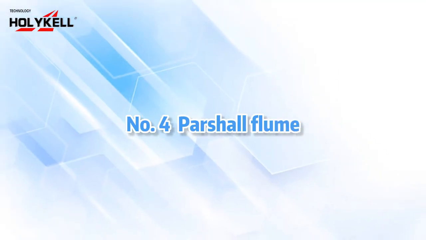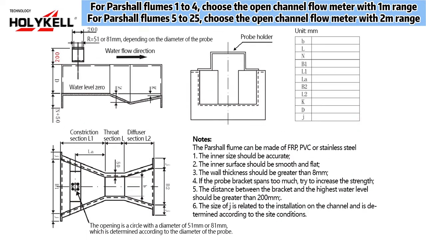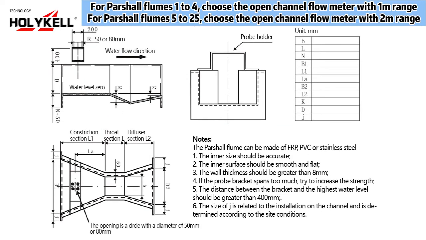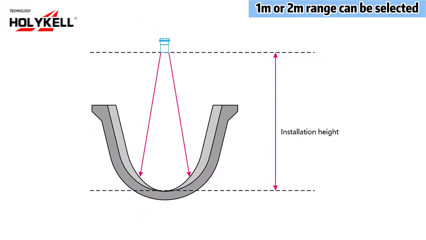Number 4. Partial flume. For partial flumes 1 to 4, choose the open channel flow meter with 1 meter range. For partial flumes 5 to 25, choose the open channel flow meter with 2 meters range. Number 5. Parabolic weir. 1 meter or 2 meters range can be selected.